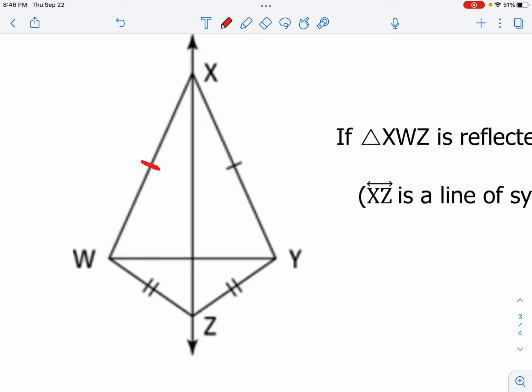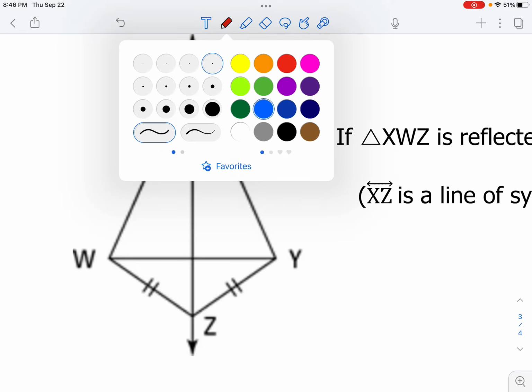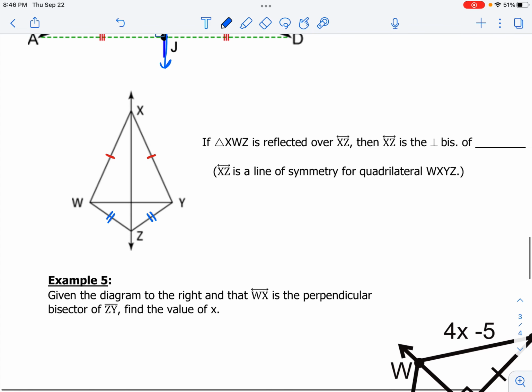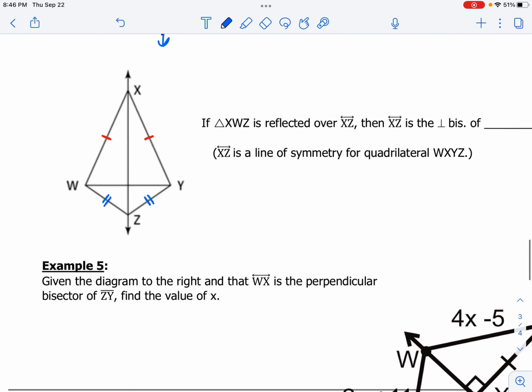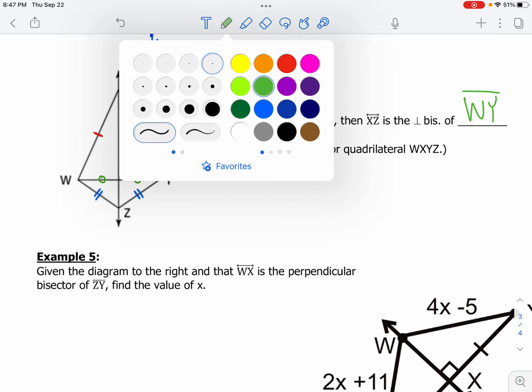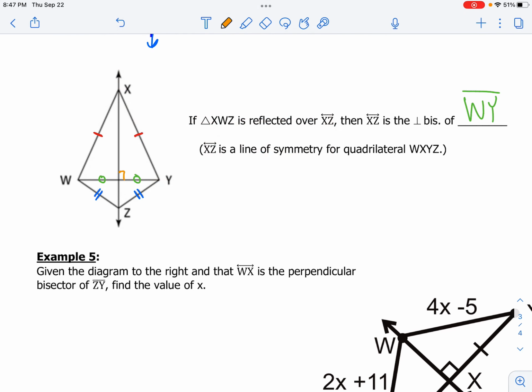So two of them are already labeled for us, but I'm going to make sure you can really see it. So we know that from target 2.2. And now after today, we know that line XZ is the perpendicular bisector of segment WY. So we can put our tick marks for those two congruent segments, and we can even go ahead and put our right angle. You could draw 1, you could draw 2, you could draw 4, whatever makes you happy.